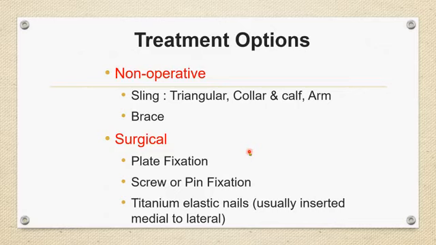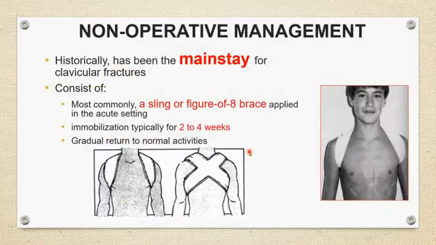You can go for plate fixation, you can go for screw or pin fixation, and you can also use a titanium elastic nail. Although we know that there is no true medullary cavity, there is a very small cavity, and studies show that recently we can use an intramedullary rod or elastic nail in the clavicle. So non-operative treatment is the mainstay for clavicle fracture treatment.